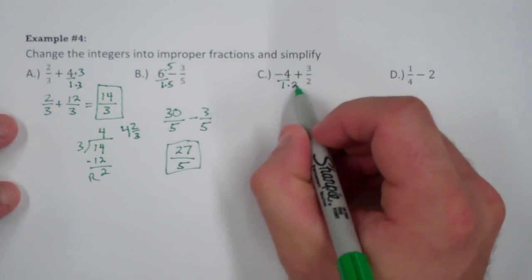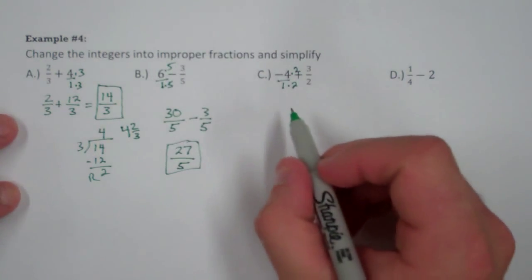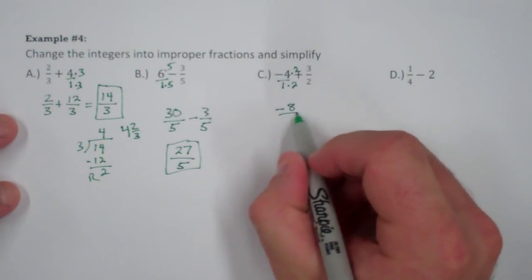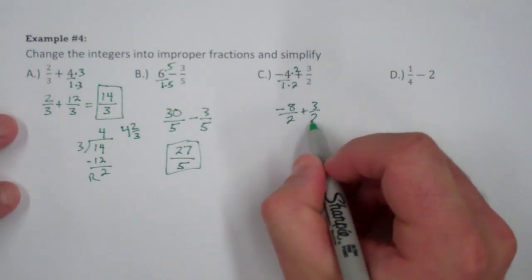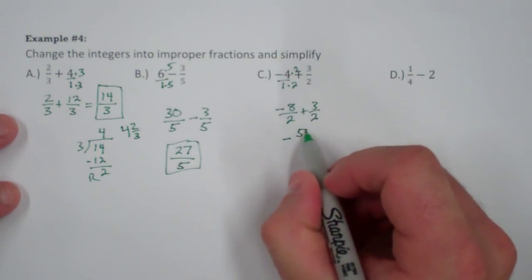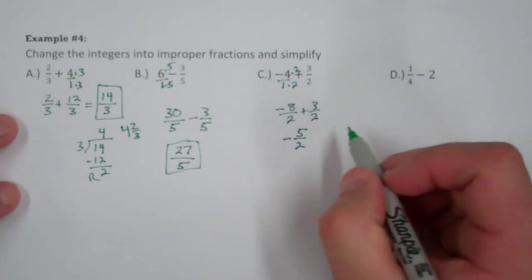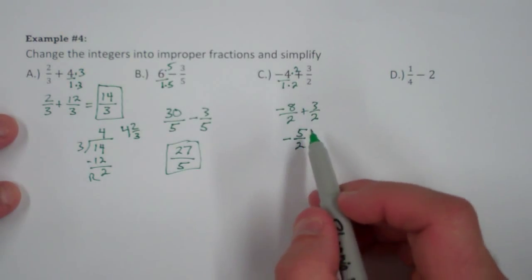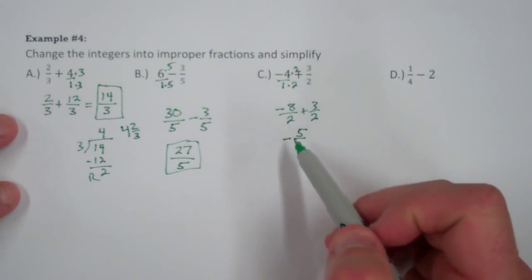For the next one, we just need to multiply top and bottom, or numerator and denominator, by 2. So we've got negative 8 over 2 plus 3 over 2. Negative 8 plus 3 is negative 5. And of course, we're going to keep the denominator of 2. And I like to write that negative sign out front. It's totally going to be negative here.